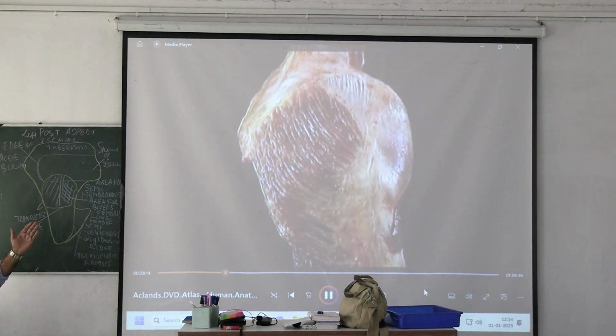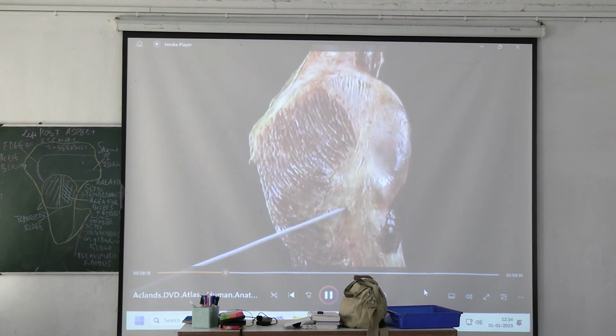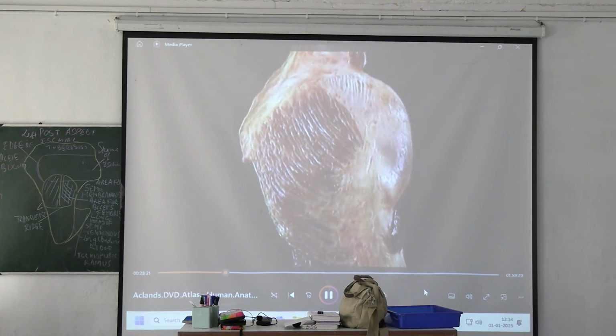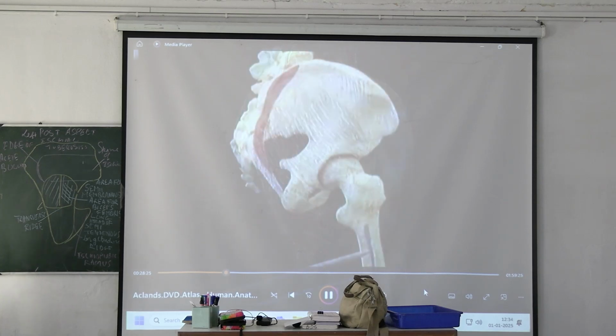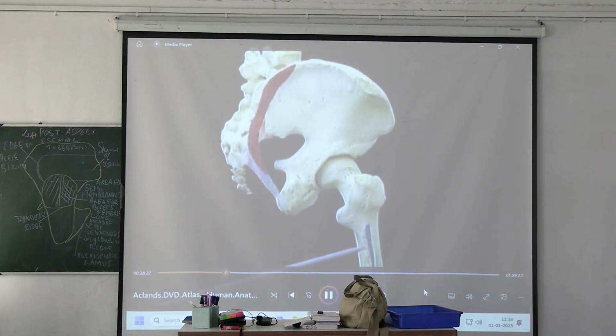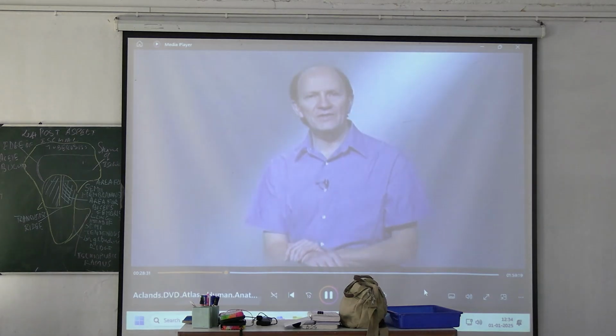The upper three quarters of gluteus maximus inserts into the iliotibial tract. The lower one quarter of gluteus maximus passes more deeply and inserts here on the back of the femur, on the gluteal tuberosity. Now let's look at the actions of the hip extensor muscles, starting with the hamstring muscles.